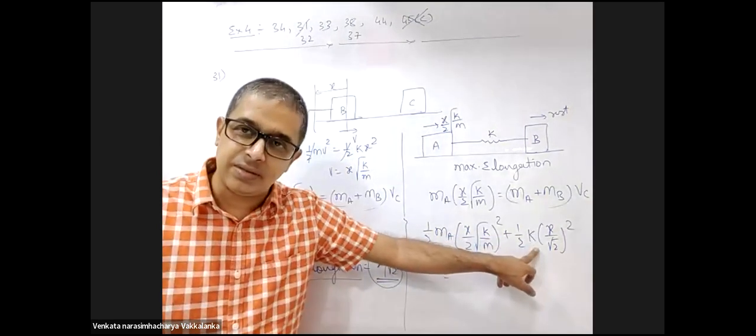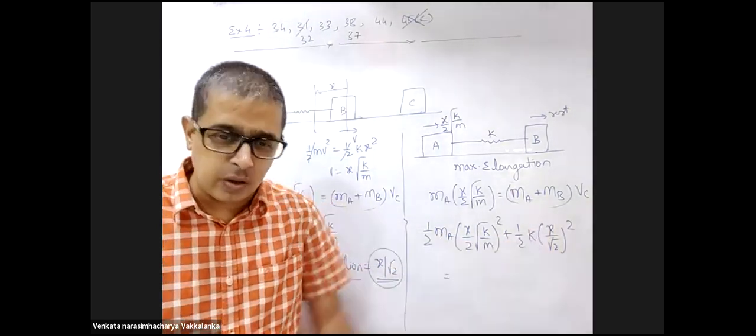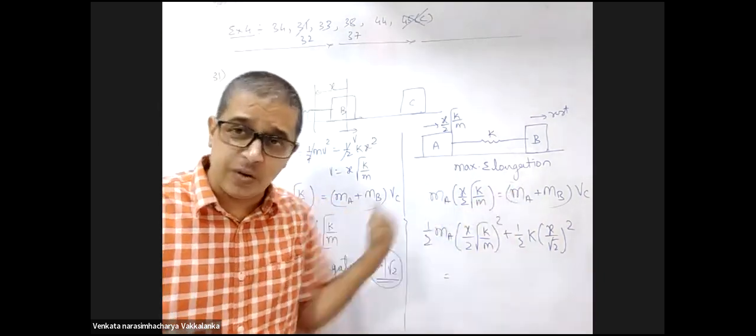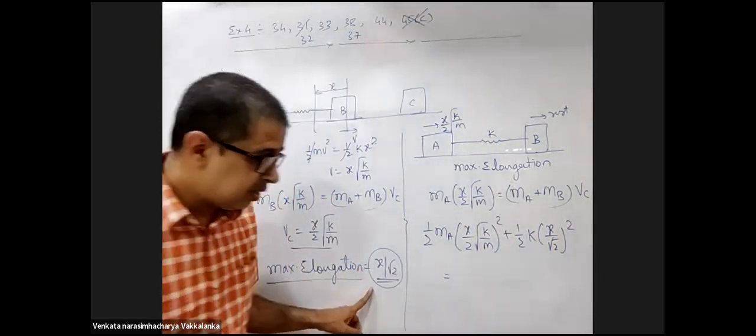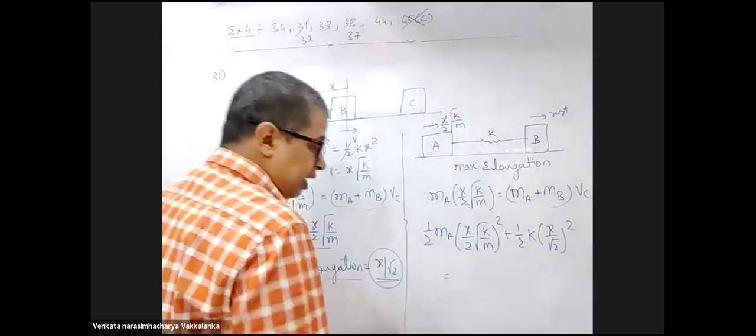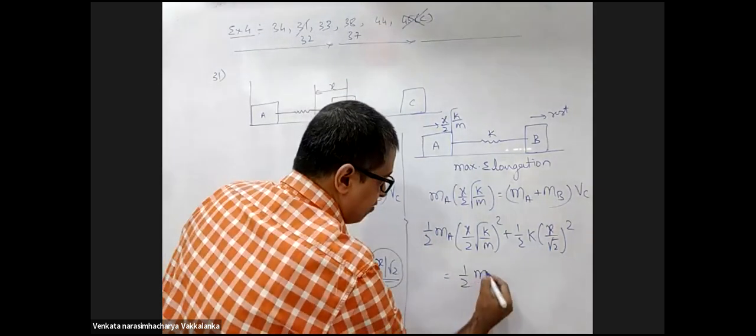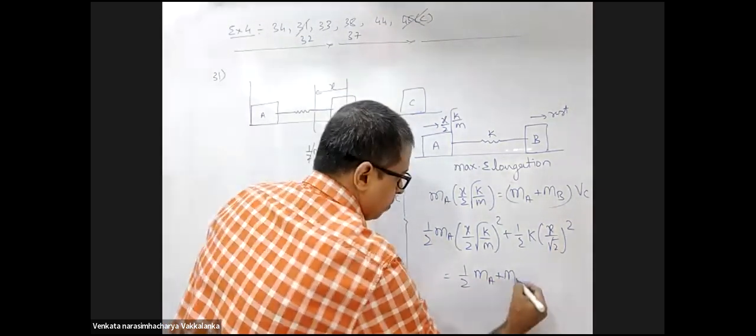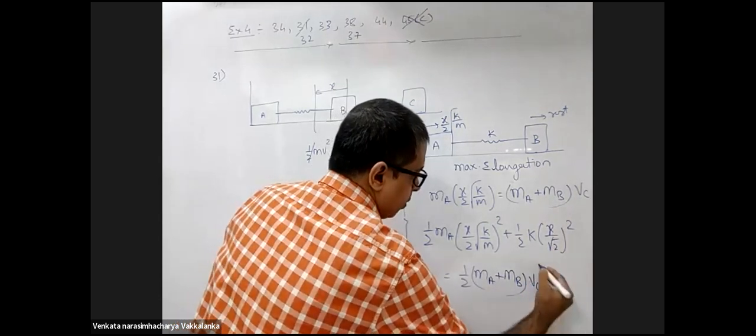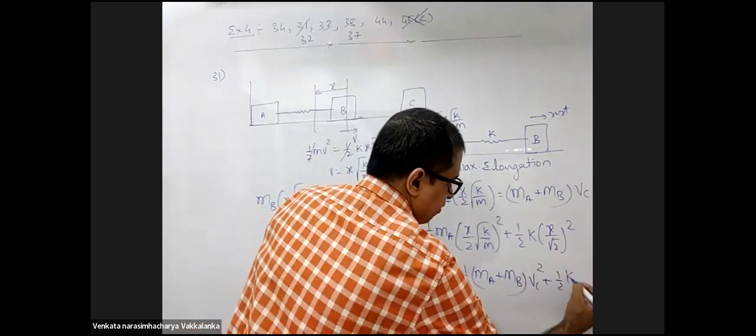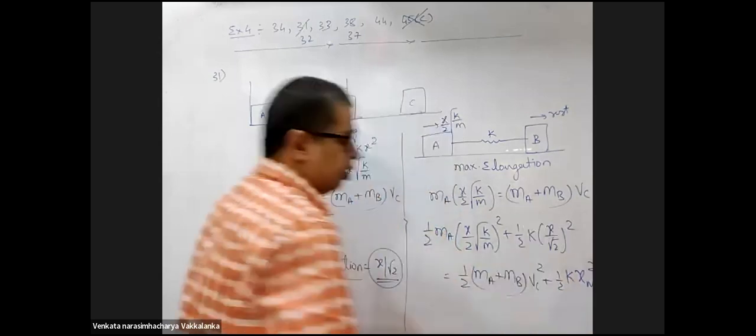That's the key catch where 90% of you might be going wrong. Even I forgot in the first instance while solving, because this is not the natural length. Now this will be half (ma plus mb) into v common whole square plus half k xm whole square.